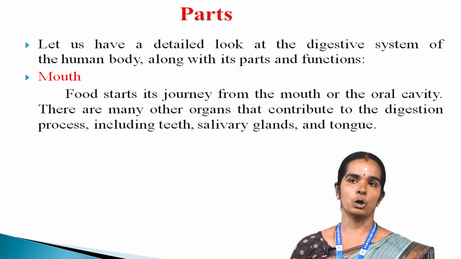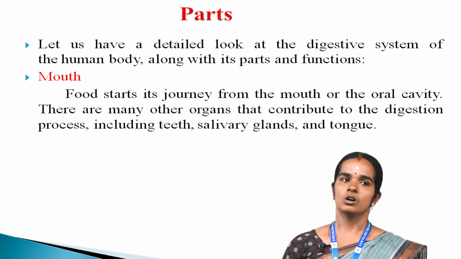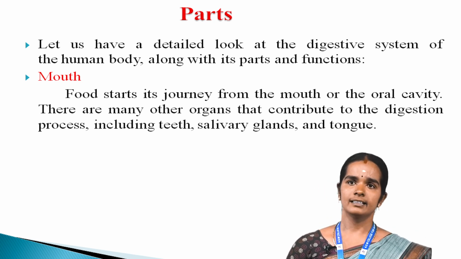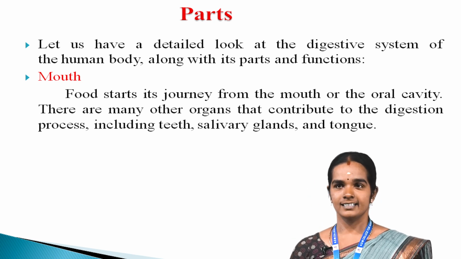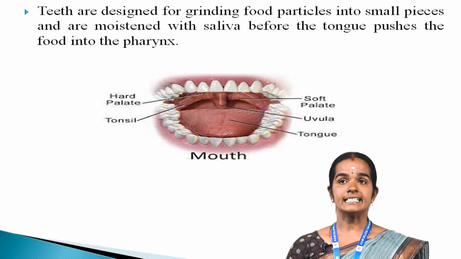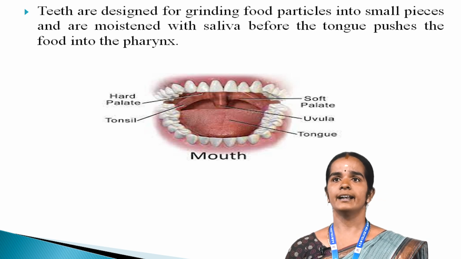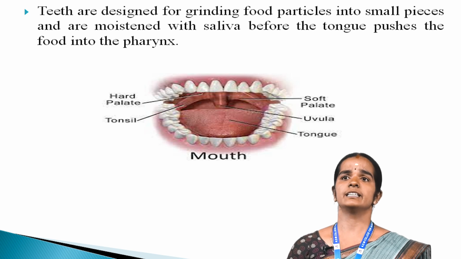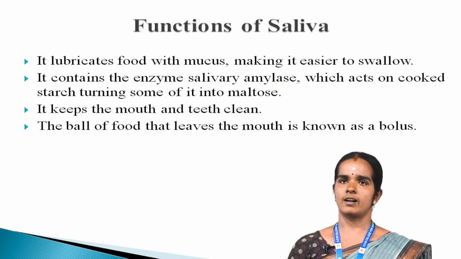First of all, we see the mouth. Food starts its journey from the mouth or the oral cavity. There are many other organs that contribute to the digestive process, including teeth, salivary glands and tongue. Teeth are designed for grinding food particles into small pieces and are moistened with saliva before the tongue pushes the food into the pharynx.